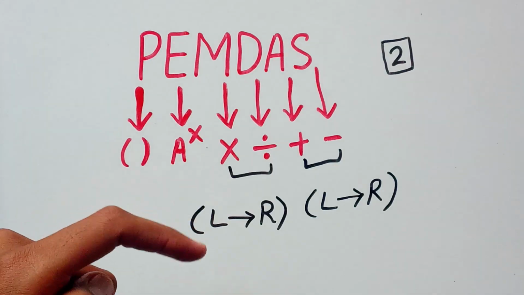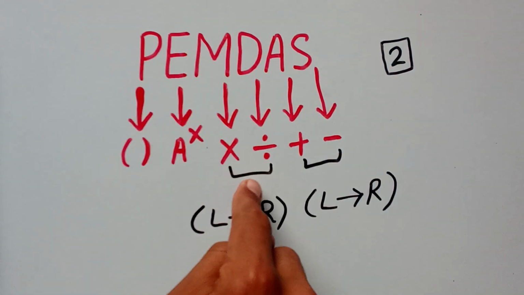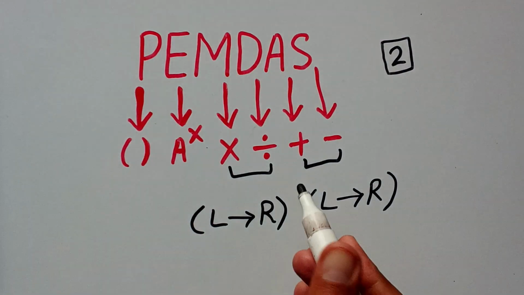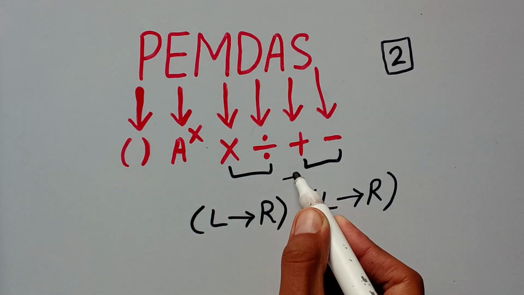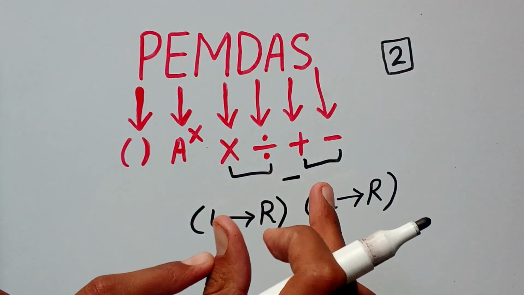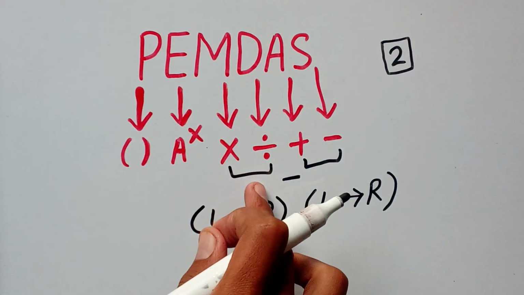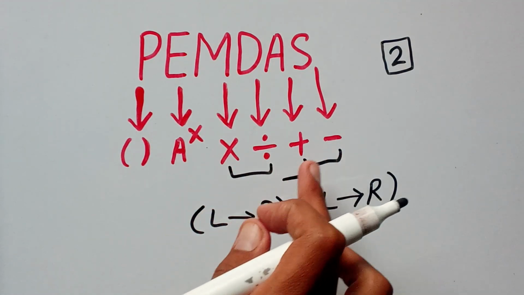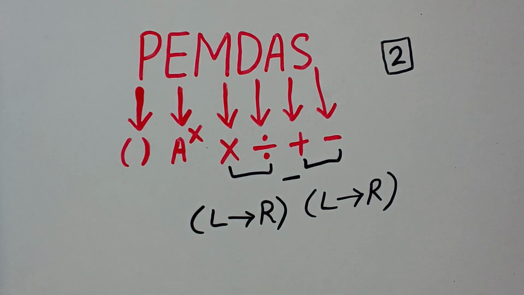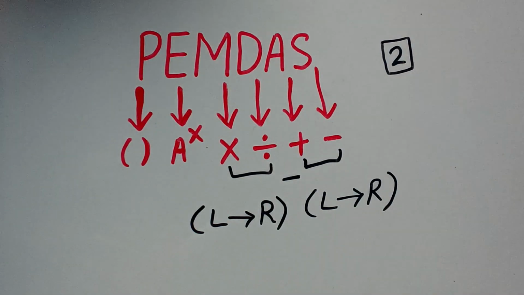The second point of PEMDAS is that multiplication and division have higher priority than addition and subtraction. I repeat the second point: multiplication and division have higher priority than addition and subtraction. Okay students, now I am going to solve 4 PEMDAS questions.